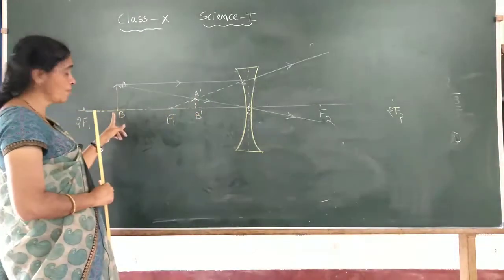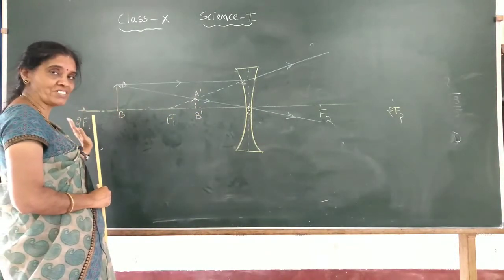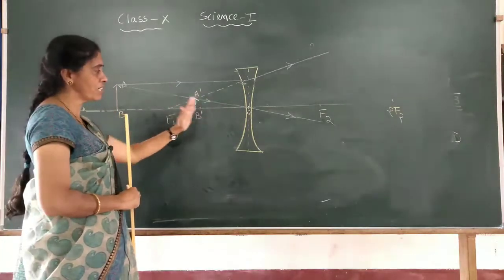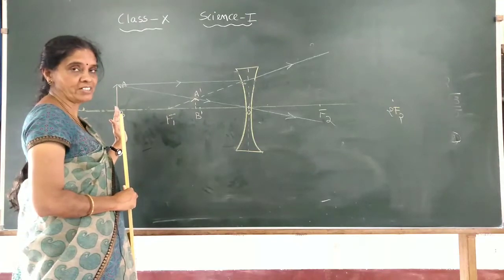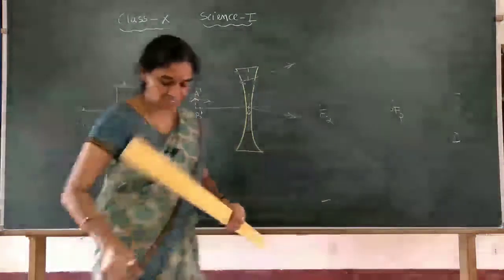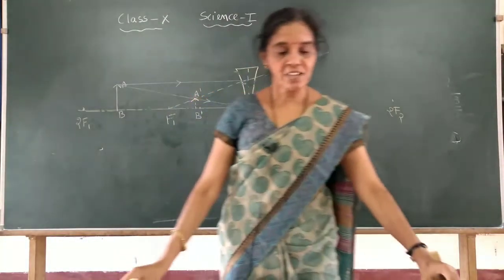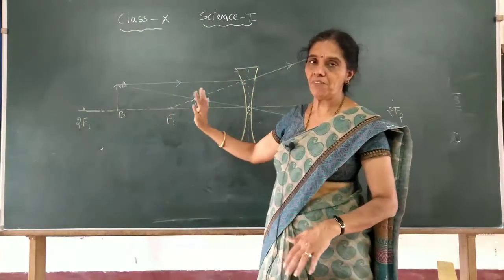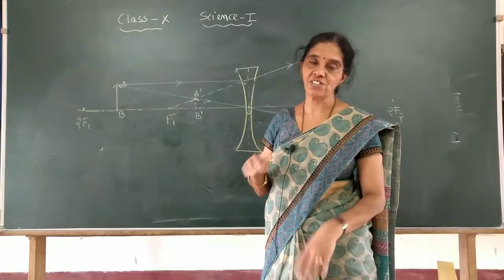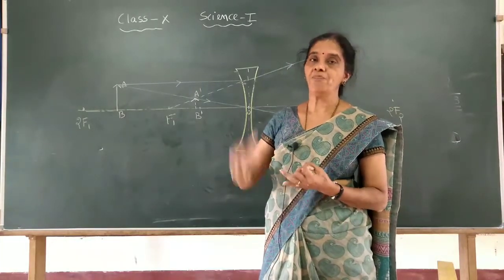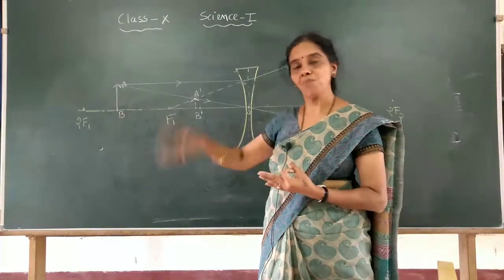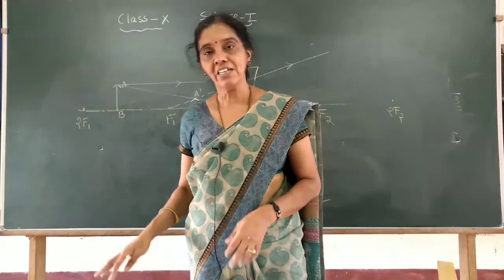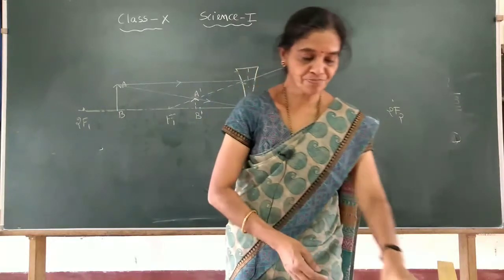See now, the object is on the left side of the lens, and the image is also on the same side, the left side only. So that is the nature of the image in case of concave lens, and wherever you get the same type of image, you will always get a diminished, virtual, erect image on the same side of the object. That is the image formation in case of concave lens.